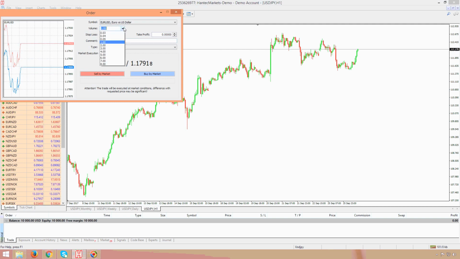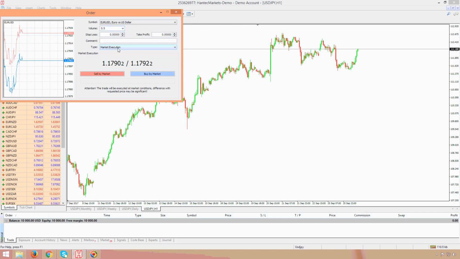Double click on it and this is the volume. The more you buy, the higher the risk here. If you buy only 0.01 lots or buy one lot, there is a difference. For every pip that the market moves, you will have bigger exposure. So let's buy 0.5, or we sell, or we buy. It doesn't really matter. These are the types of orders.